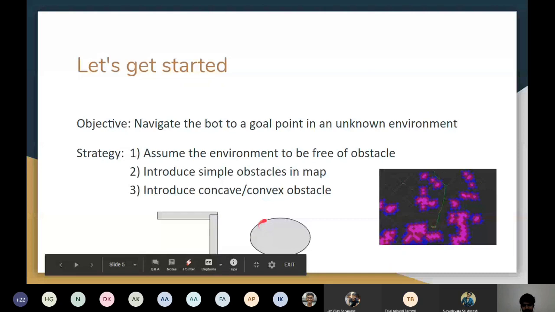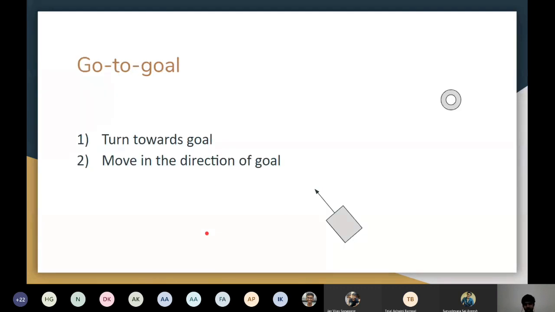By convex, I mean such obstacles that will have a flat surface kind of a thing, and concave I mean such things which often come as a labyrinth or a maze kind of thing that can often confuse your bot. Okay. So going further, we'll develop algorithms for each of these.